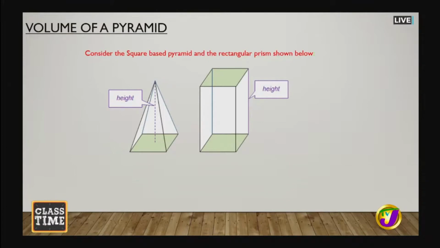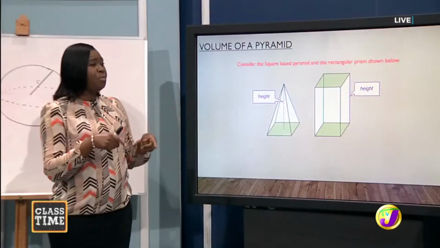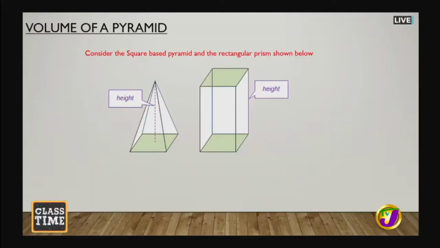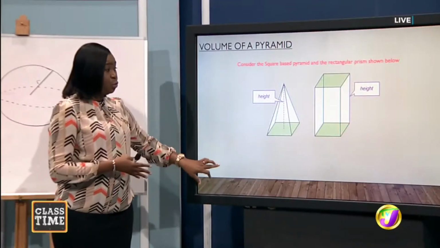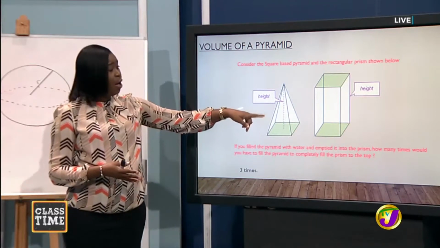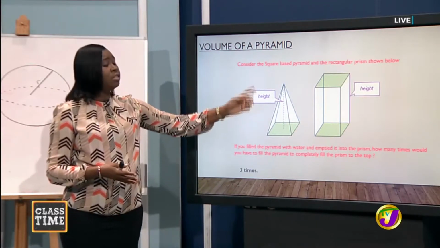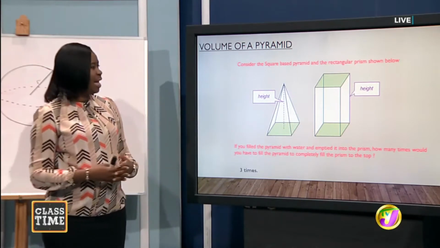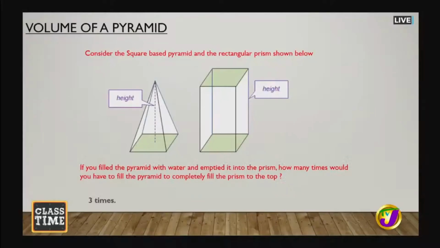And we notice that the pyramid, the square base pyramid, is tapering off just as our cone tapered off at an apex. So we did try it and we saw that it took three square base pyramids filled with water to fill the rectangular prism. Yes. So we can now generalize that this formula would apply to the square base pyramid as well.